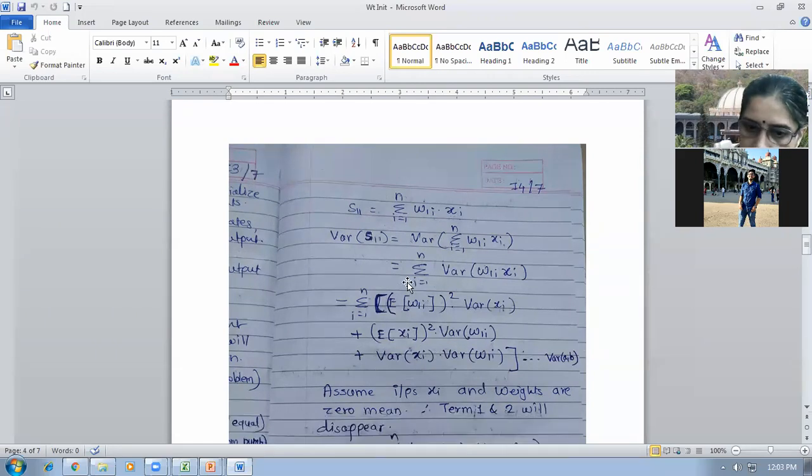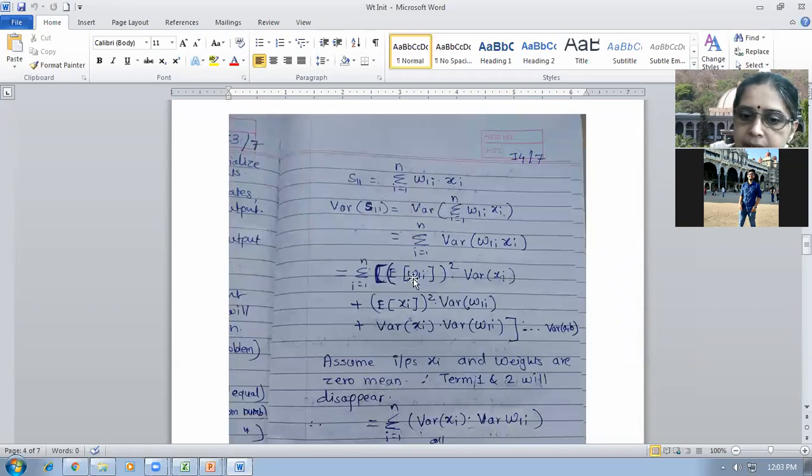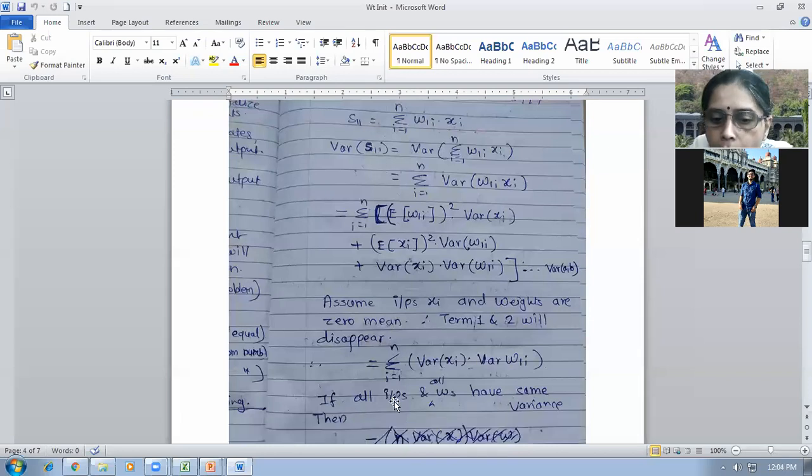Now, if we assume that all the weights and all the inputs have 0 mean, in that case expectation of W1i will be 0. Similarly, expectation of xi will be 0, because we have the assumption that all weights and all inputs are 0 mean. So the first two terms will vanish and there will be only the last term. So your variance of S11 will be variance of xi into variance of W1i.